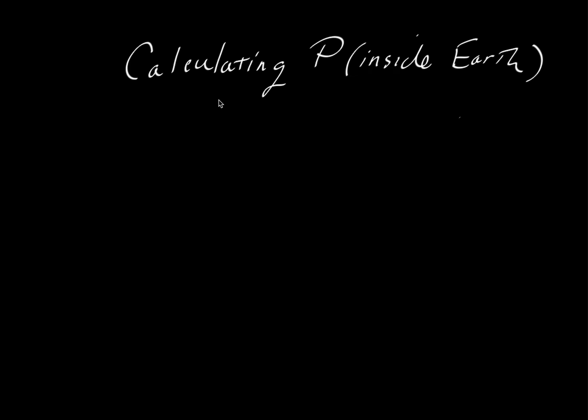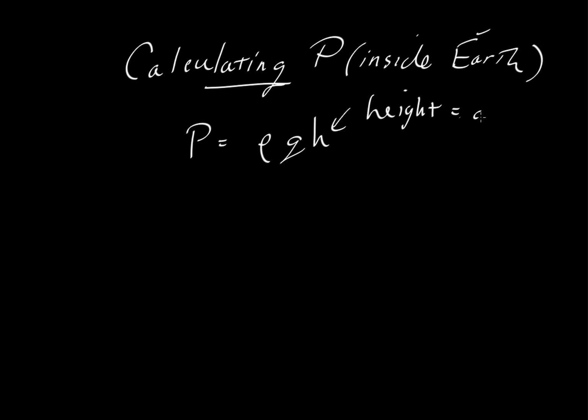So here we're going to give an example of how to calculate pressure inside of Earth, though really you can use this to calculate atmospheric pressure on a mountaintop or in a deep valley. The basic equation is that pressure is equal to rho g h. So h is the height of whatever it is we're looking at, or it could be depth inside of Earth. So we'll be looking at that in a moment.